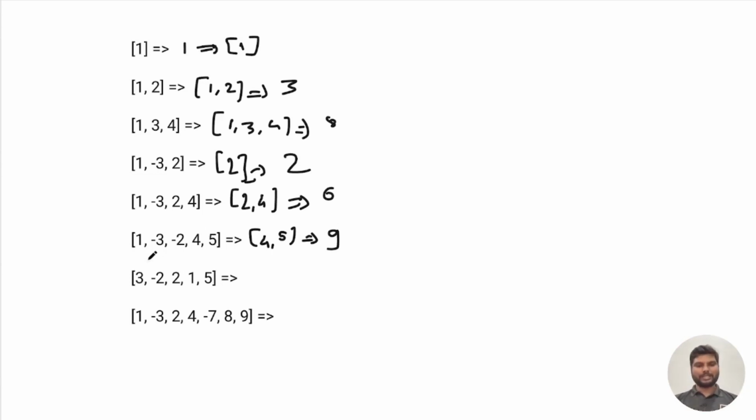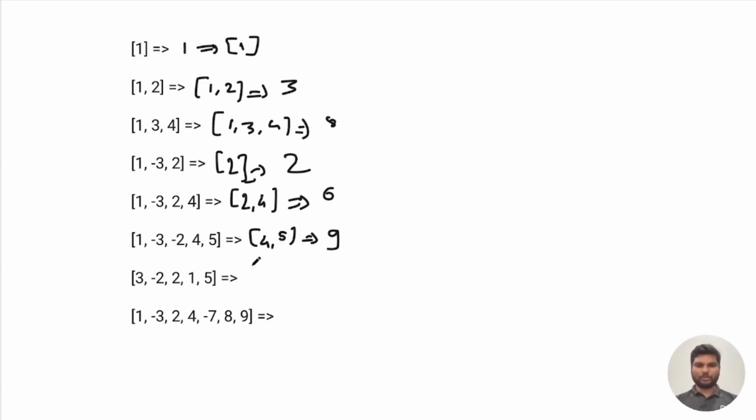Now let's take the next example. Here we will start with 3. The first subarray which we can create is with 3. The second subarray is 3, minus 2, which is 1, not greater than 3. Then the next subarray is 3, minus 2, 2, which becomes 3, not greater than 3, but equal. The next subarray is 3, minus 2, 2, 1, which gives us the sum of 4. And then the next subarray is 3, minus 2, 2, 1, 5, which gives us the sum of 9.